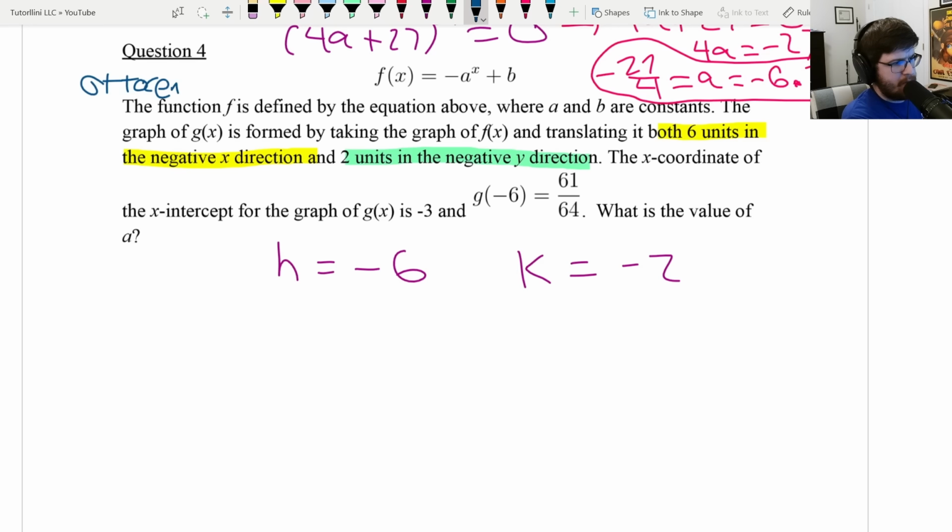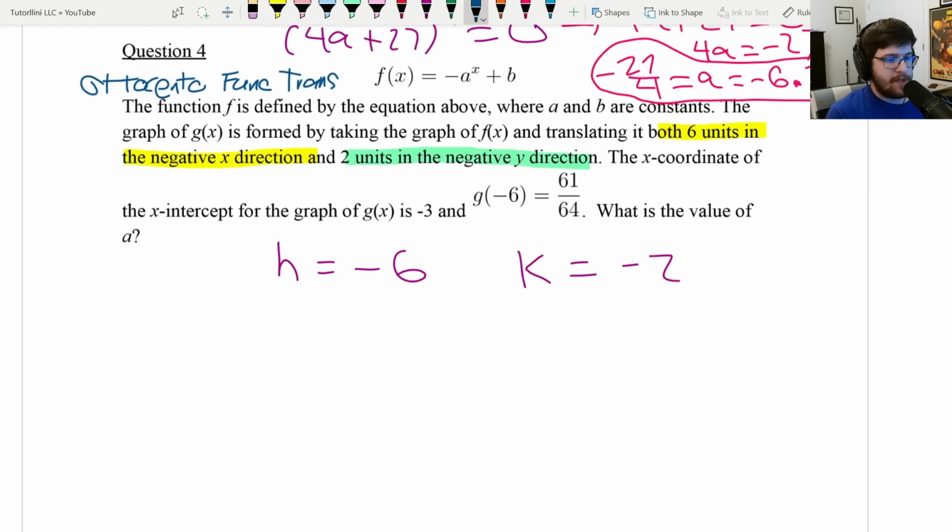I go over all this in my video. I'll put it in the card. I'm pretty sure it's number 4 or 5 or something. It's on function translations. Definitely go check that out. This is an explicitly defined function. Y is by itself.